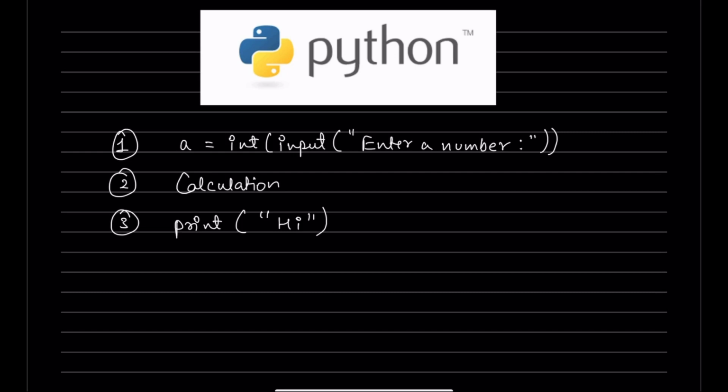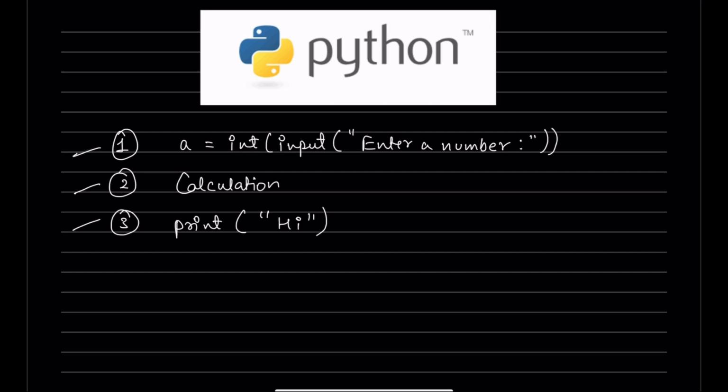Hey everyone, today we are going to understand how we can write a simple sequential program in Python. In order to do so, we need just three sections to understand. First one is the input section, then you have the calculation part, then you have the print command.